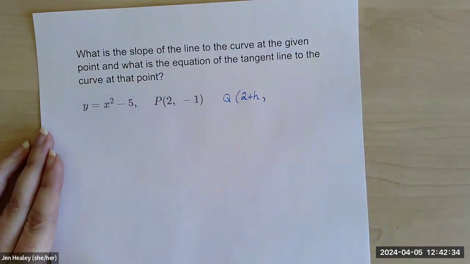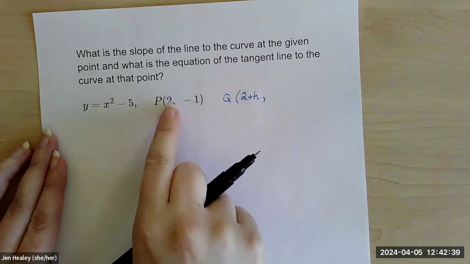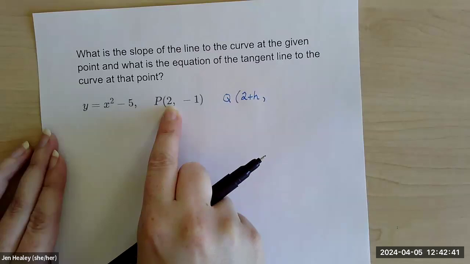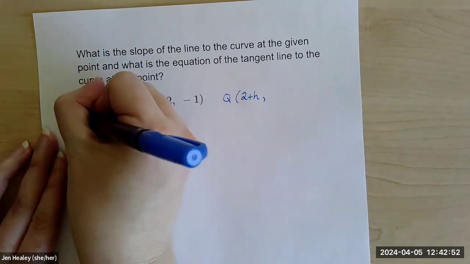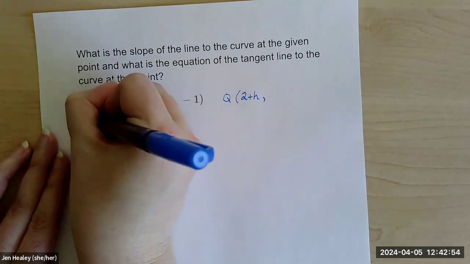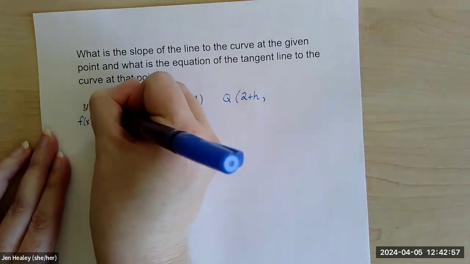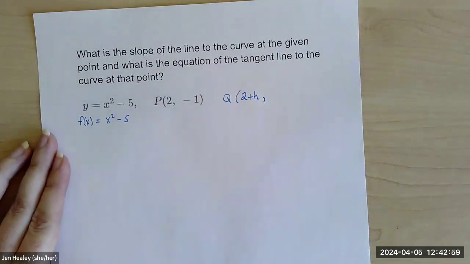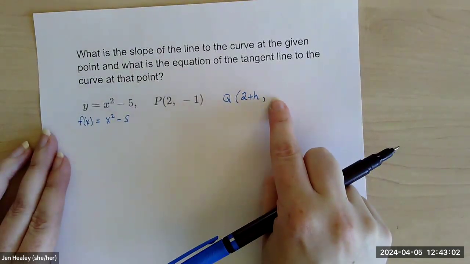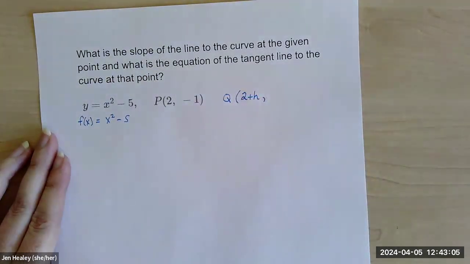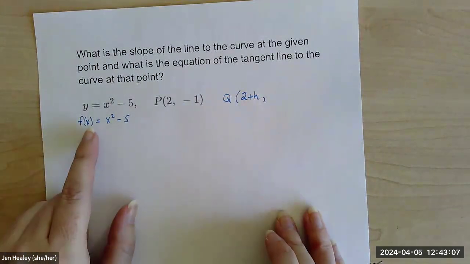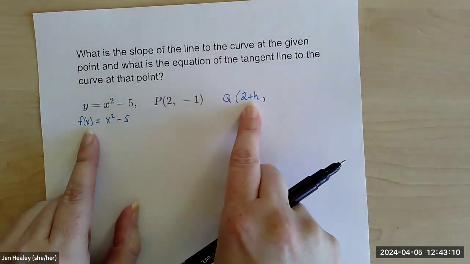I'm not going to put -1 plus h. What we're going to do is use that notation where I'm taking the thing that I'm plugging in and calling it f of some other thing. So what I'm going to write is the thing that would be popping out. Pretend this said f of x was equal to x squared minus 5, and I wanted you to write f of this thing. Could you do it? What would be f of 2 plus h?